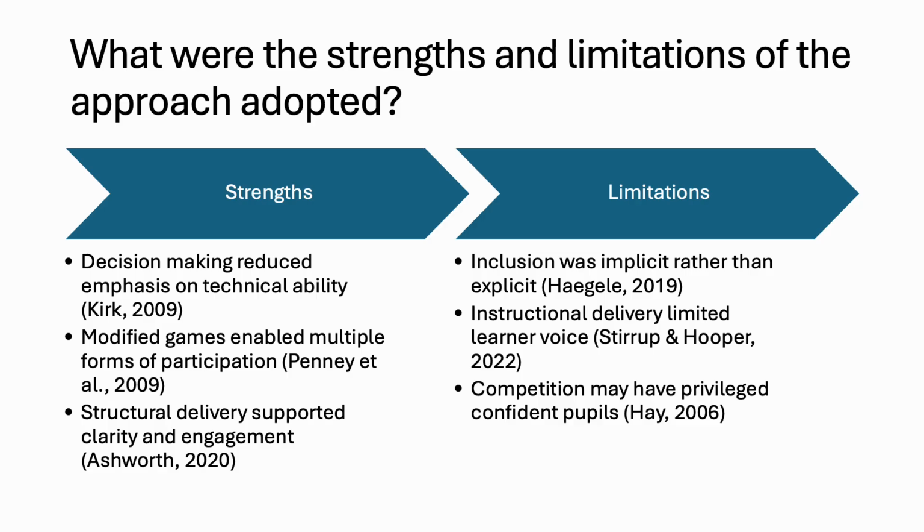In this lesson, while pupils were physically present and engaged, some may have had limited influence over decision-making processes or task outcomes, particularly those with lower confidence or perceived ability. This highlights a limitation of assuming that task design alone ensures inclusion. Research into inclusive PE emphasises the importance of reflexivity, where teachers critically examine how their assumptions and practices shape pupil experiences. In this lesson, greater opportunities for pupil voice, choice, and negotiation may have supported more meaningful inclusion.